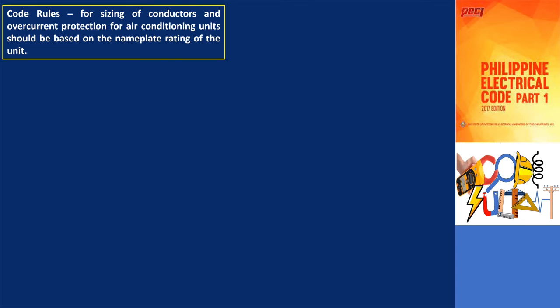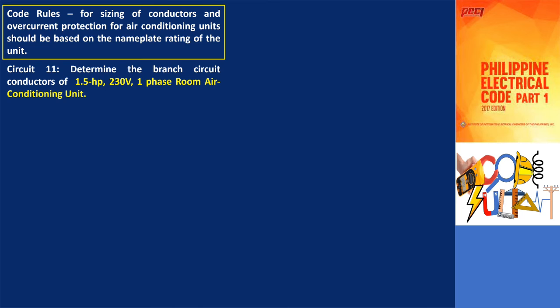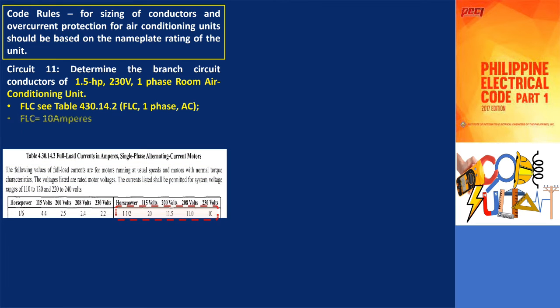However, in cases where the air conditioning unit is not yet available, as in the design stage, for a room air conditioning unit with a 1.5 horsepower motor, 230 volts, and single-phase power supply, we need to determine the conductor size and overcurrent protection device rating. The first step is to determine the full load current, which is 10 amperes according to Table 4.30.14.2. Next, we need to calculate the minimum conductor ampacity by multiplying the full load current by 1.25, as this is a continuous load. This results in a minimum conductor size of 12.5 amperes, which corresponds to a conductor size of 2.0 square millimeters, according to table ampacity use.